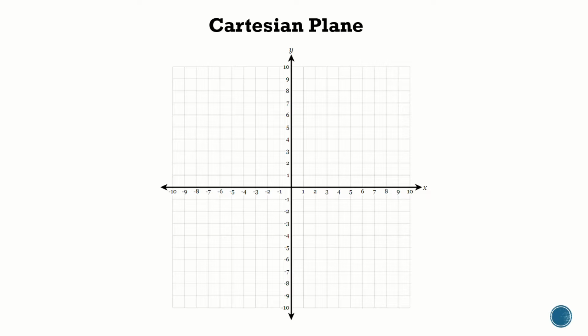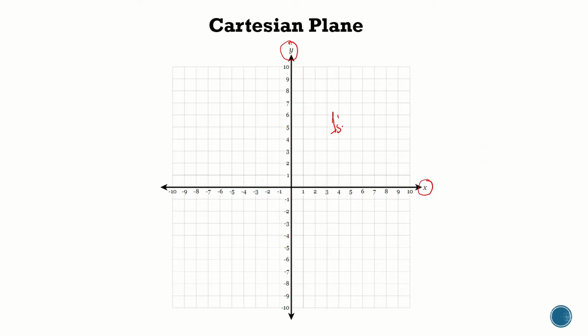In a Cartesian plane, we have the horizontal line, which we call the x-axis. We have the vertical line, which we call the y-axis. Now, the Cartesian plane is divided into four different regions or quadrants.